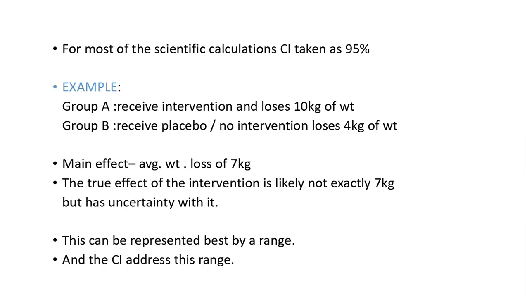For most of the scientific calculations, CI, that is confidence interval, is taken as 95%. For example, group A receives intervention and loses 10 kg of weight. Group B receives placebo, or no intervention, and loses 4 kg of weight. So the mean effect is an average weight loss of 7 kg. The true effect of the intervention is likely not exactly 7 kg but has uncertainty with it. And this can be represented by a range, and the CI, confidence interval, addresses this range.